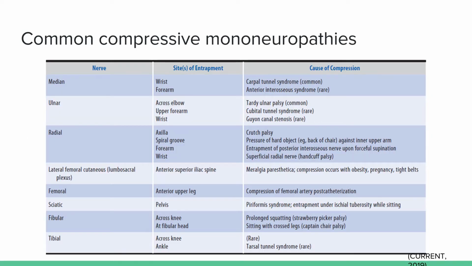In this table, we can see some of the more common compressive mononeuropathies, like the median nerve compressive syndromes, like carpal tunnel syndrome being the most common of all. Also, the tardy ulnar palsy is one of the most common compressive neuropathies. And there are others that are not as common but have specific clinical findings. So it's important to keep that in mind.